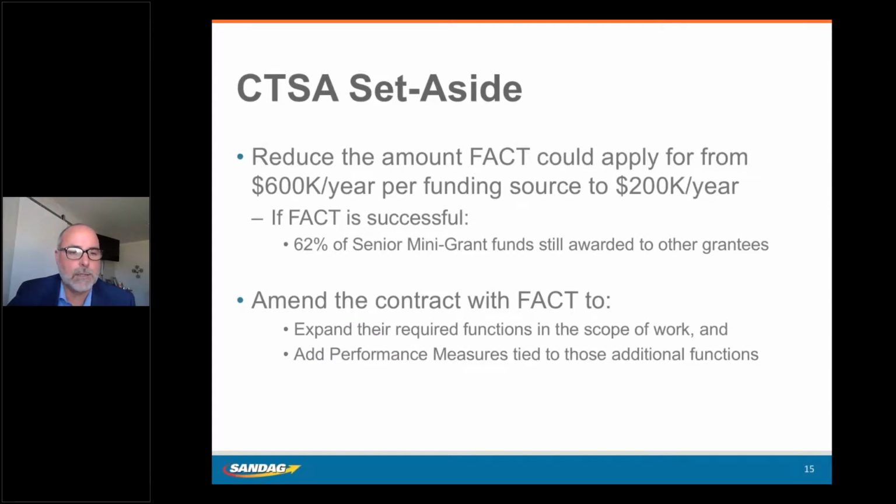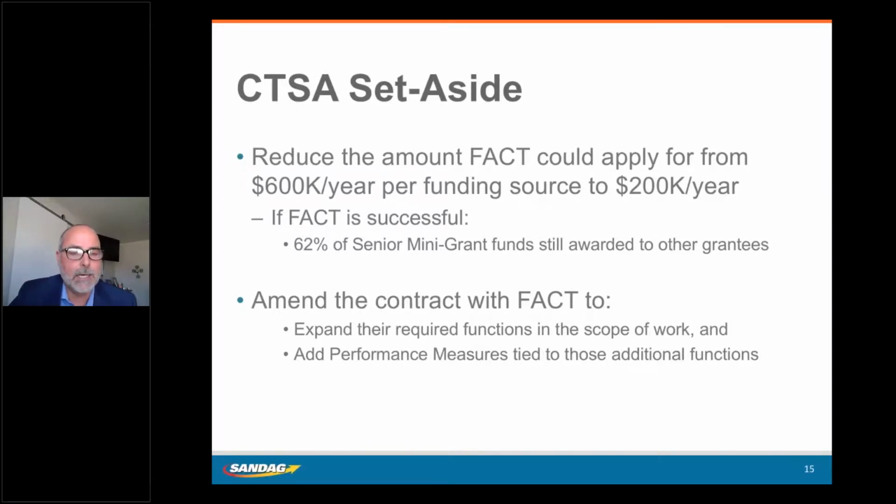And also, as a way to ensure that there still are funds available to our other grantees, we would reduce the amount that FACT could apply for from $600,000 per year per funding source, that Zach talked about earlier, to $200,000 a year for FACT only. And so if they were successful, we would still have 62% of the Senior Mini-Grant funds available and awarded to other grantees through our program. And then lastly, with this dedicated source of funding, we would want to amend the contract with FACT that we have to be the CTSA.